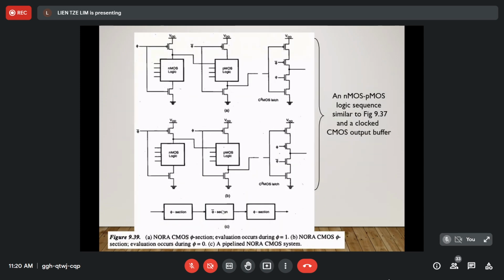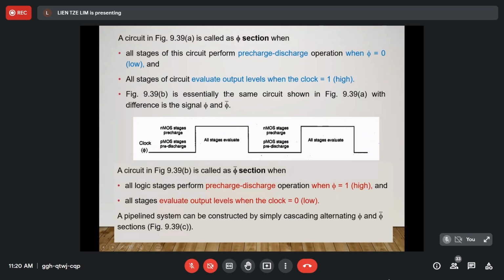Okay, this is another figure, figure 9.39, to show you a pipeline architecture system for a NORA logic circuit. So there is an illustration here for the circuit given in figure 9.39A, B, and C. The circuit in figure 9.39A is called a phi section. This is indicated with a clock. It's driven by a clock.